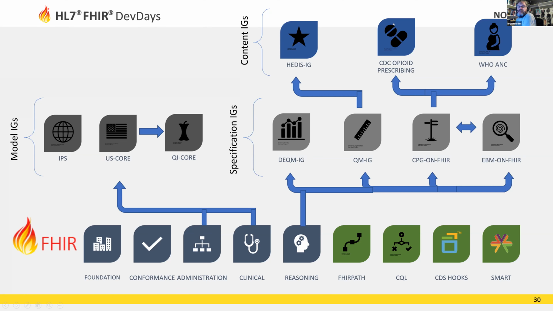Another example is opioid prescribing. So we have an opioid prescribing guideline in the US that has a bunch of recommendations, and the CDC opioid prescribing IG is a representation of those recommendations in computable form using the FHIR resources. And WHO ANC is another example of a content IG that helps to streamline implementation of guidelines.